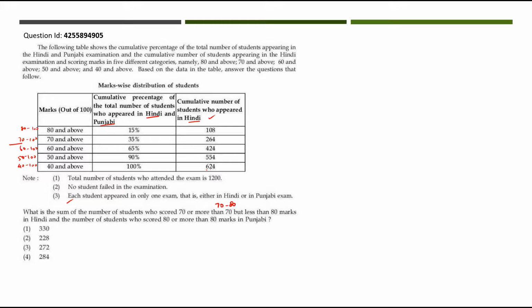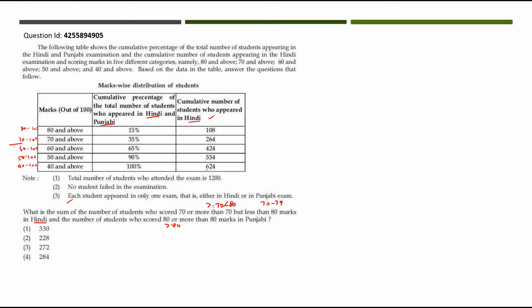70 or more than 70 but less than 80. It means greater than or equal to 70 and less than 80. This is the range they want. Between 70 to 79 is what they ask for the number of students in Hindi alone. What about the number of students in Punjabi who scored 80 or more than 80? This is 80 and above, that is greater than or equal to 80.